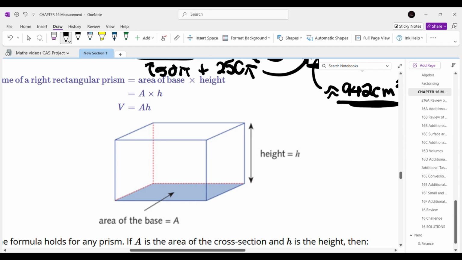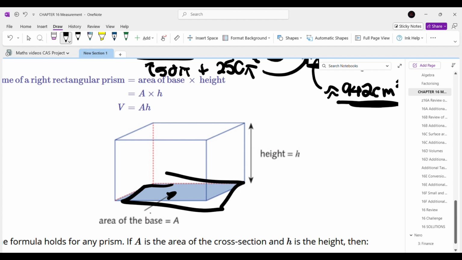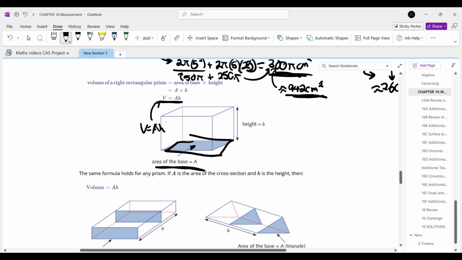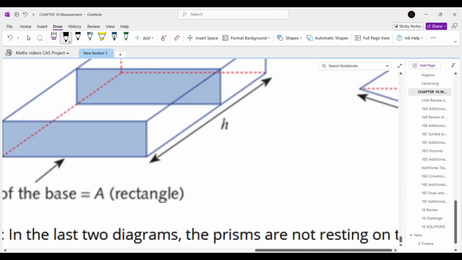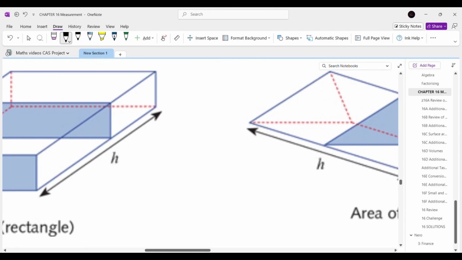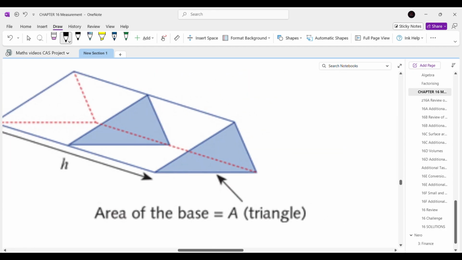Now, when we're trying to find the volume of a 3D shape, what we want to do is find the cross-sectional area, the area that repeats across, and then we just find the height. So volume equals the cross-sectional area A times height, or the area of the base, whatever you want to call it. This holds true for any sort of prism. So for rectangles, your area formula is length times width, so our volume formula is just length times width times height.